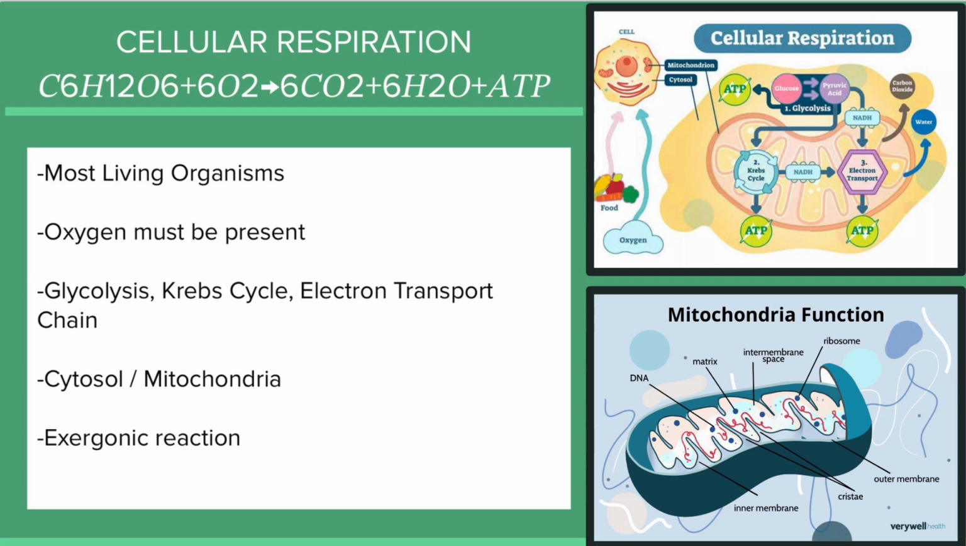The steps of cellular respiration are glycolysis, the Krebs cycle, and the electron transport chain, and the process strips electrons from glucose in order to power the electron transport chain. Cellular respiration is done in the mitochondria, but also in the cytosol, and is an exergonic reaction.